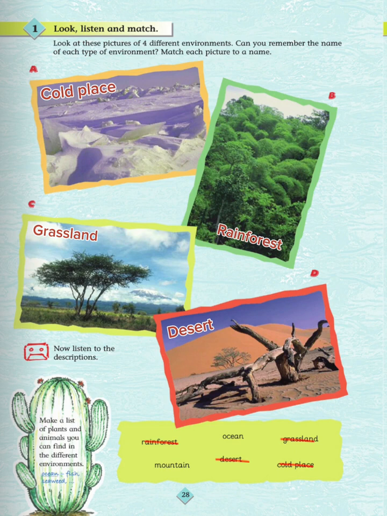Well done. Don't forget also to make a list of plants and animals you can find in the different environments. For example, ocean: fish, seaweed, and so on. For example, desert: we can find the camel and other animals. So I will leave the rest for you to write in your exercise book.